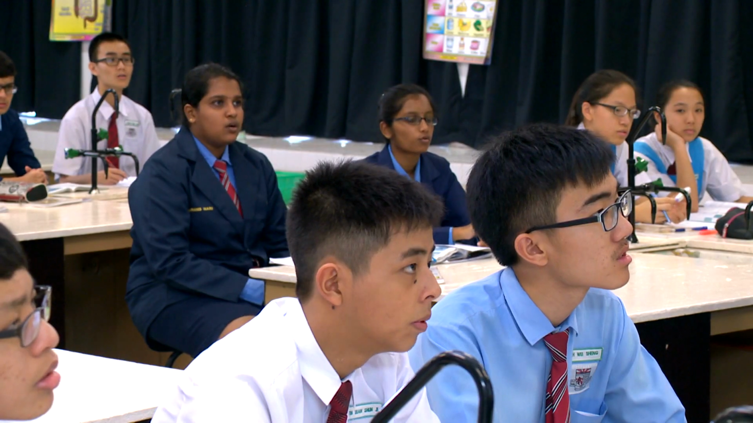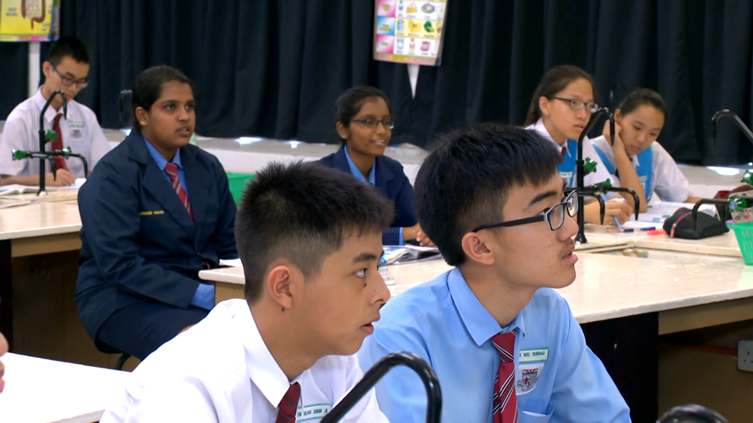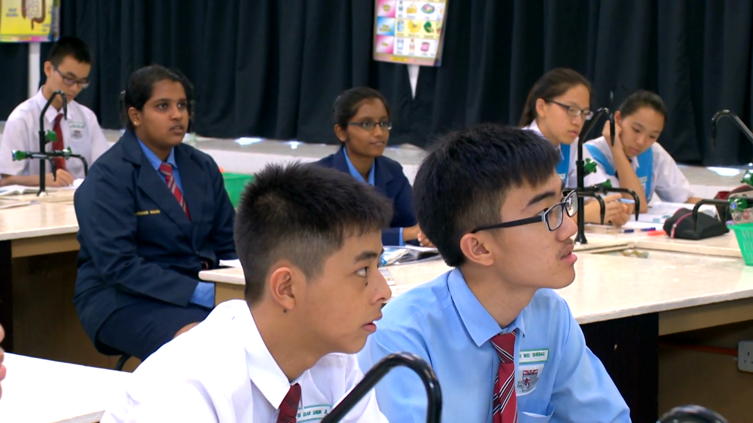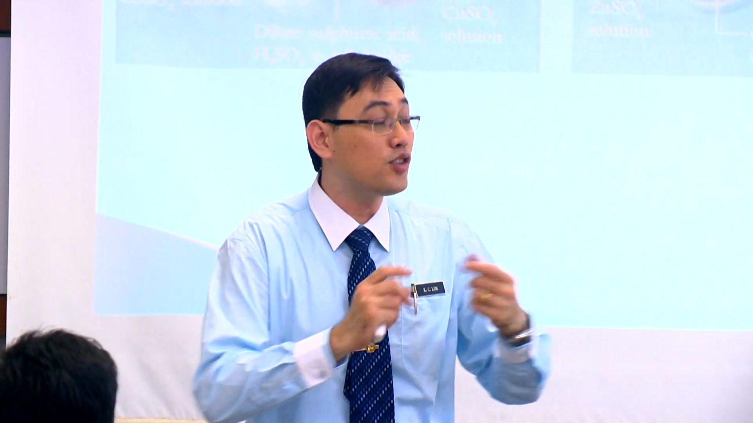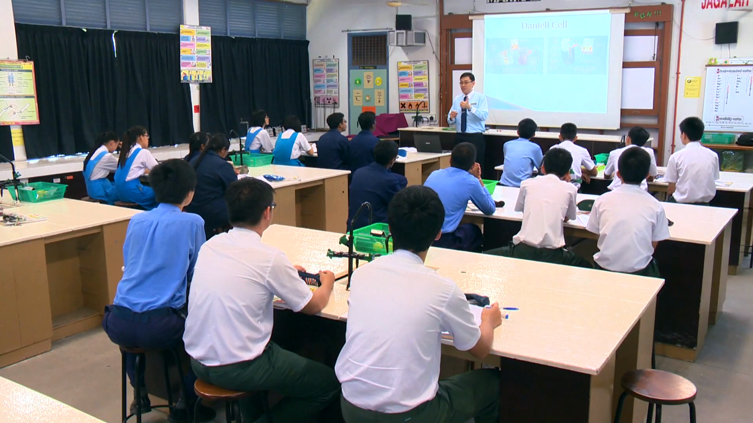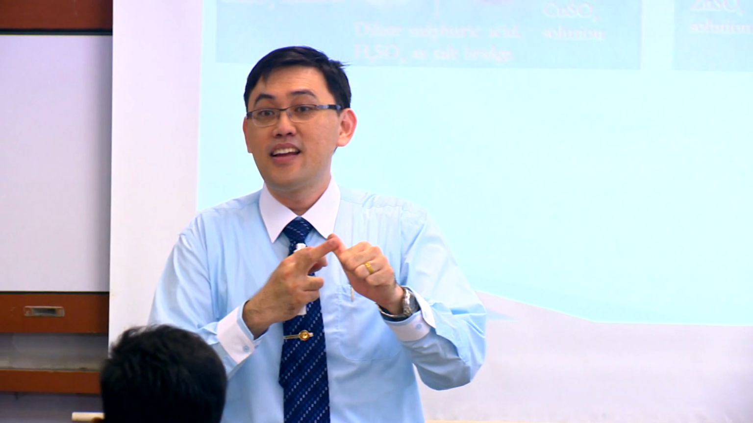We have Cu2 positive, correct? Then some more SO4 2 negative, the sulfate ion. Then some more, okay, H positive ion, then OH negative ion. Okay, we only focus on the cation. So what are the cations? Cu2 positive. Okay, then H positive.